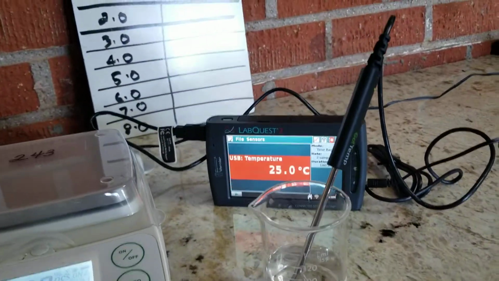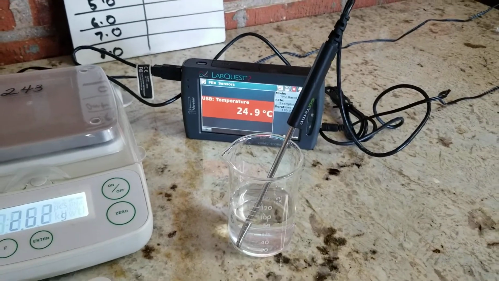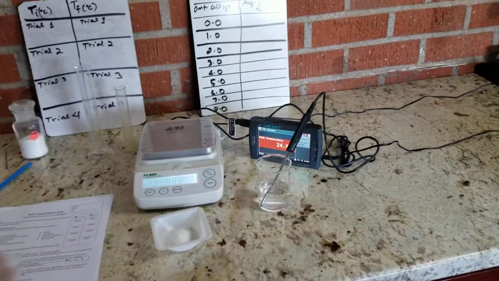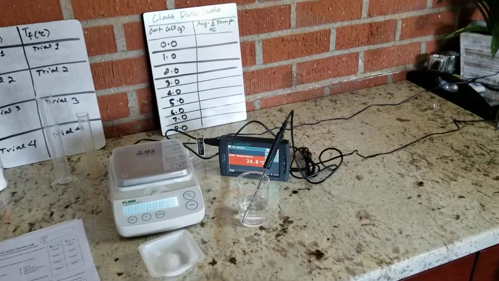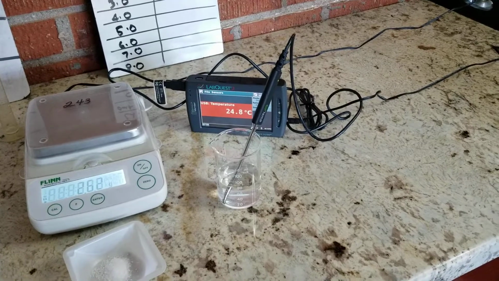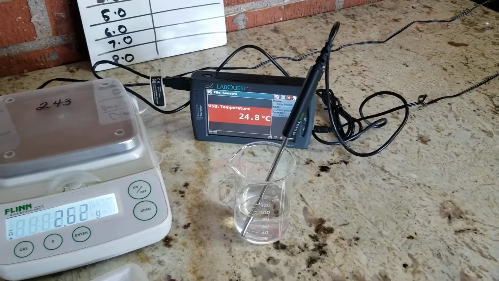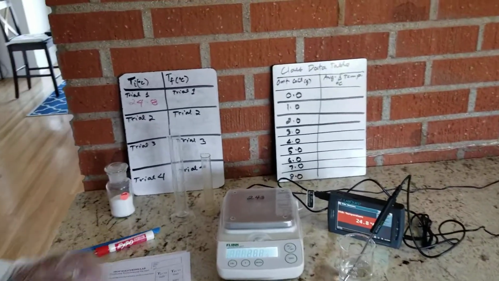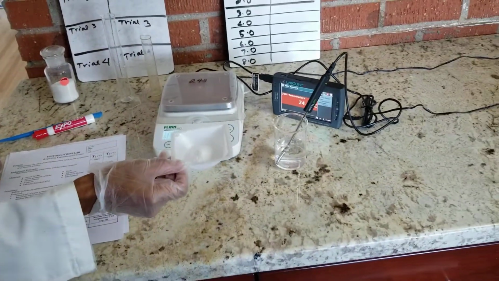Okay. I'll let it acclimate for a little bit, and then we can record our starting temperature. So it is looking like our starting temperature is about, if it settles down in a bit, we'll record it. Okay, we'll call it a 24.8. Okay, so now what we're going to do is we're going to add our calcium chloride, the 2 grams of calcium chloride that we pre-measured earlier.